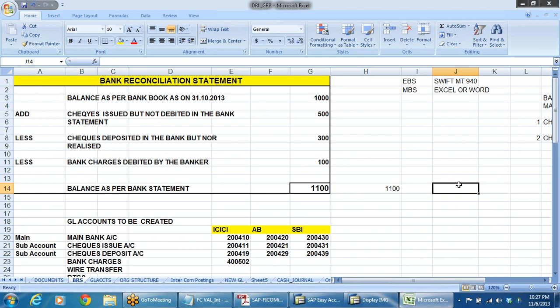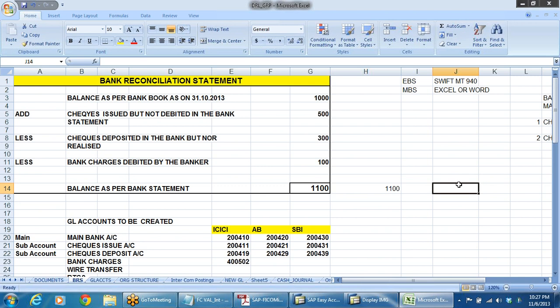So during this process we come across new entries, or entries which we have not taken, which will be taken into the books of accounts. By the end of the bank reconciliation statement we prepare a statement of checks issued but not debited, and similarly checks deposited but not credited to our account, and other items. That list is going to be prepared. This is whatever I have discussed as the business process.